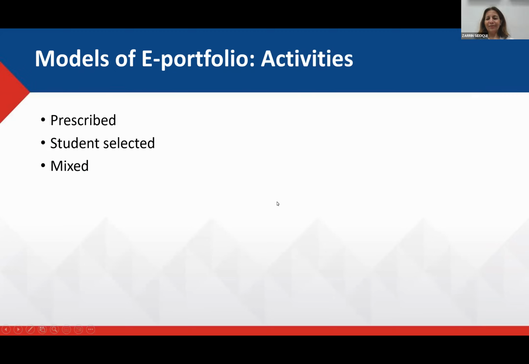So you have decided why you want to do it. You have also seen which model you want to use. The third step comes: what type of activities will you include in your curriculum for the e-portfolio? You can have some prescribed ones, which you say every student has to do. Or you can leave the e-portfolio choice to the students, whatever they want to include. Or you can have a mix. The prescribed one is again like one size, which does not fit everyone.